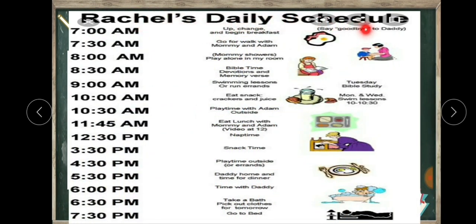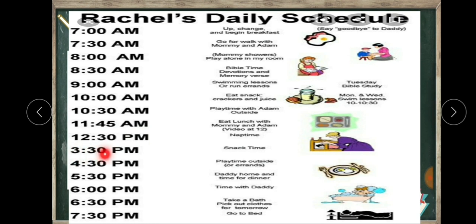So this example: Rachel's daily schedule. At 7 a.m., morning, she wakes up and begins breakfast. 7:30 a.m., goes for work with mummy and Adam. 8 a.m., mummy showers, plays alone in her room. 8:30 a.m., 9 a.m., 10 a.m., 10:30 a.m., 11:45 a.m. Then next is 12:30. That means after 11:45, 12, 12:30, noon 12, so that time we read in PM.